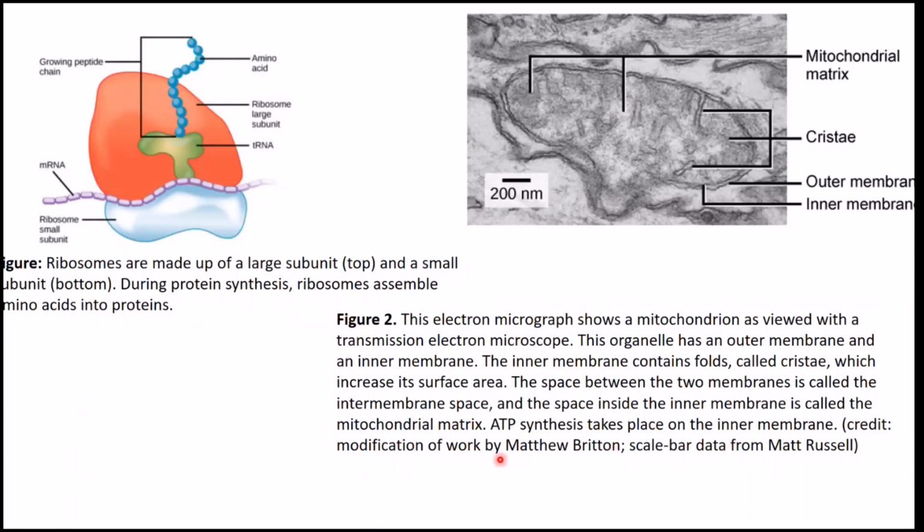What does ATP stand for? That's an easy question. Adenosine triphosphate. All right.